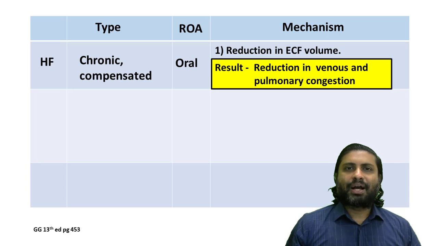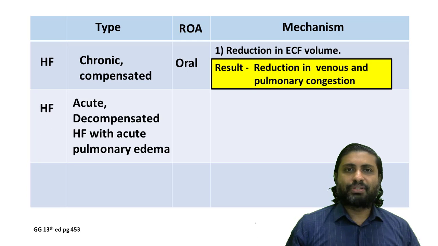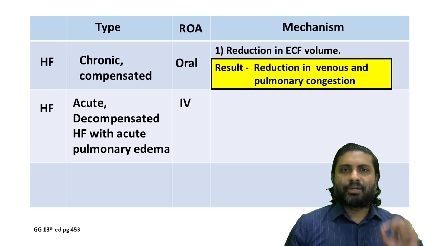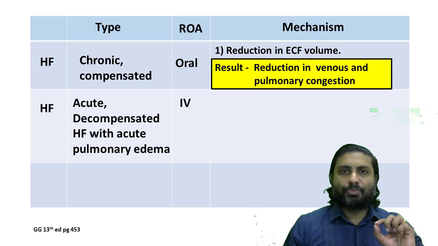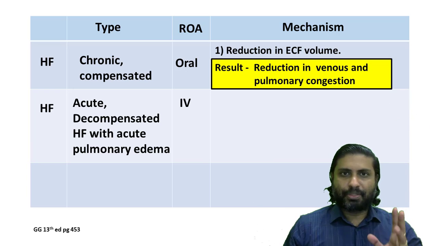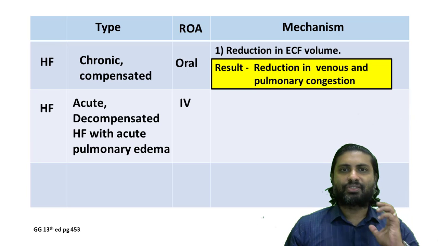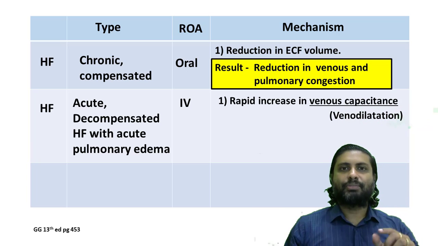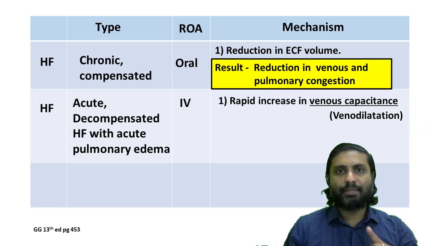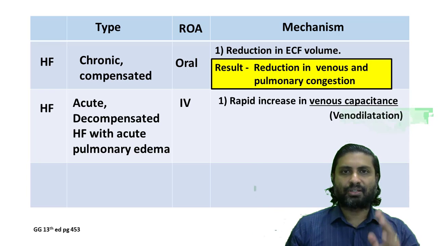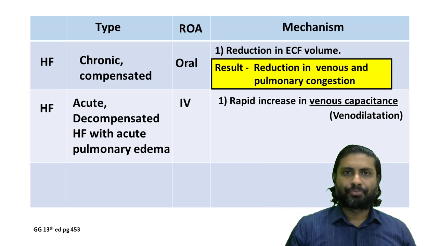However, when we talk about heart failure in the acute decompensated form, where the patient suffers from pulmonary edema, loop diuretics need to be given by the intravenous route. Now, when we give loop diuretics via the intravenous route, the mechanism is different. The mechanism of loop diuretics here, in this particular situation, is to increase venous capacitance. In other words, venodilatation. That is the mechanism of action of a loop diuretic in the management of acute decompensated heart failure with pulmonary edema.